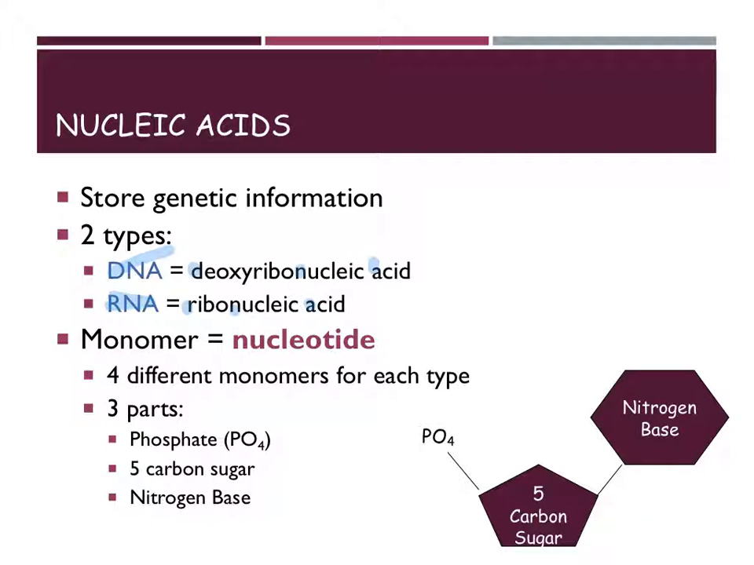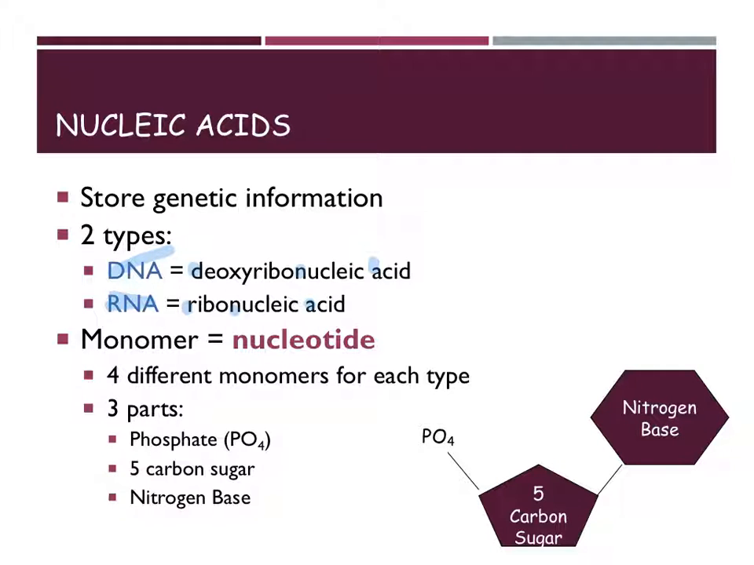The monomer for nucleic acids, like I mentioned earlier, is a nucleotide. Each nucleotide has three parts to it. A nucleotide has a phosphate group, which is a phosphorus and 4 oxygens. That phosphate group is attached to a 5-carbon sugar, and the 5-carbon sugar is attached to a nitrogen base.